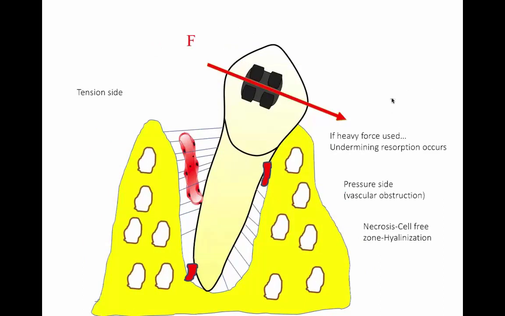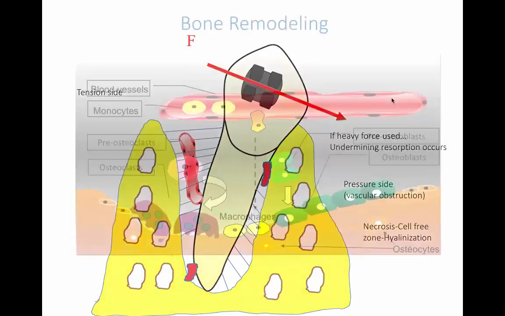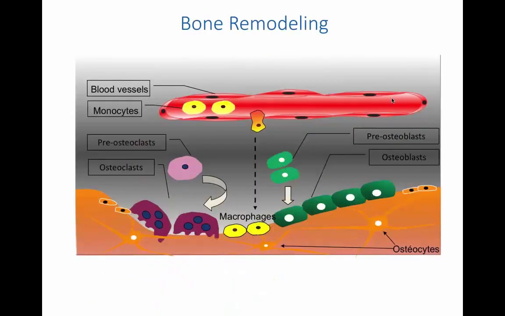If you use a force that's too heavy, heavier than the rate at which the bone can remodel, then you will get an undermining resorption, and you'll get increased or undesirable amounts of tipping, and you'll get an uneven tooth movement. So the bone remodeling process involves all these different types of cells, the pre-osteoblasts and osteoblasts, and on the breakdown side, osteoclasts and pre-osteoclasts, and of course the vascularity has a lot to do with it, along with monocytes and macrophages.